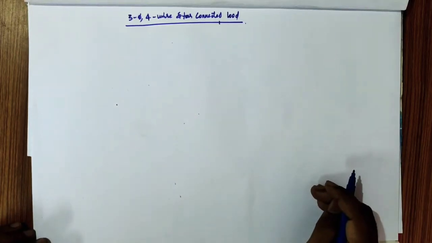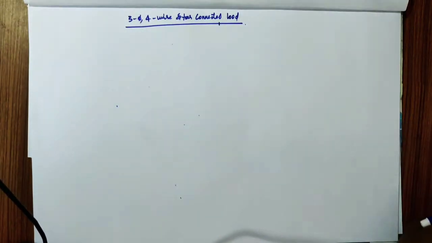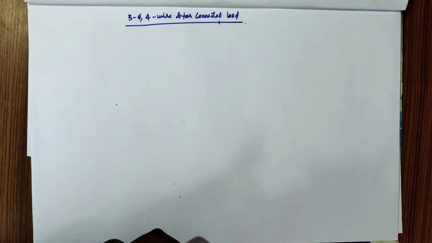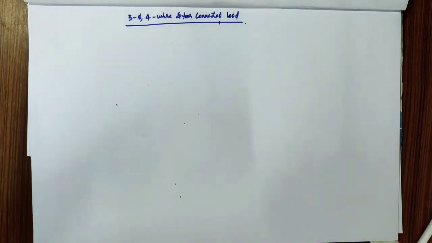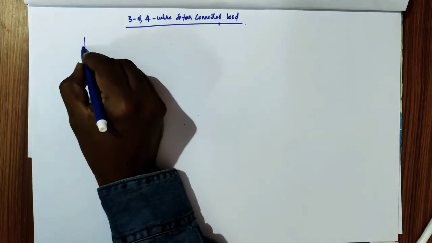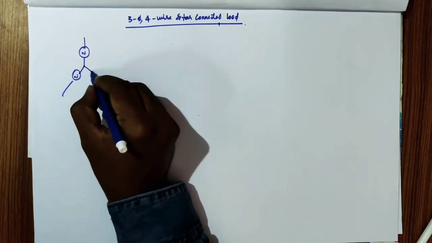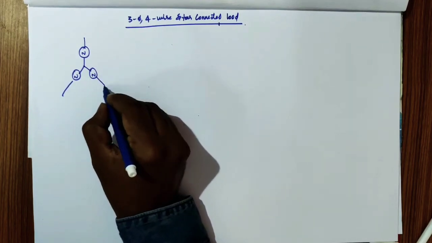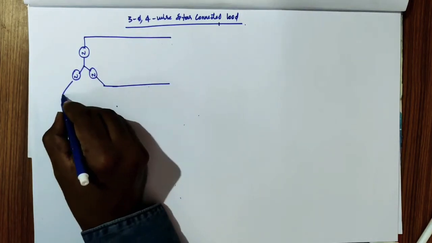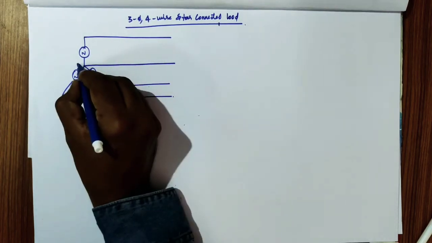So, welcome back, guys. Now, in this lecture, we will discuss three-phase, four-wire star connected load. To this, I am taking the source star connected, for the configuration of three-phase, four-wire. This is three lines, and we have another line that is neutral, that is N.